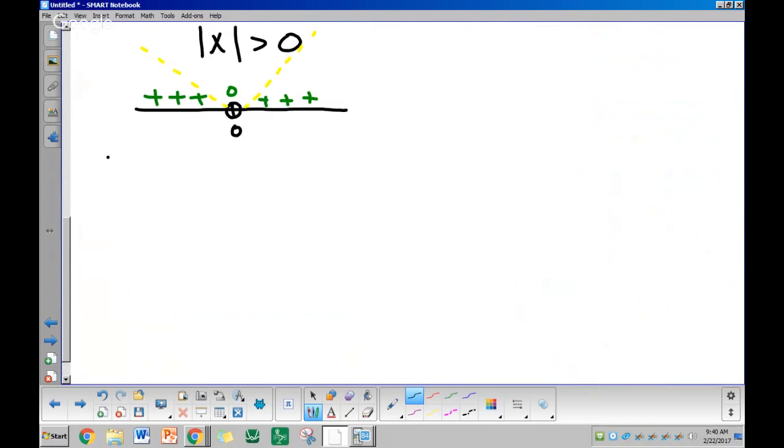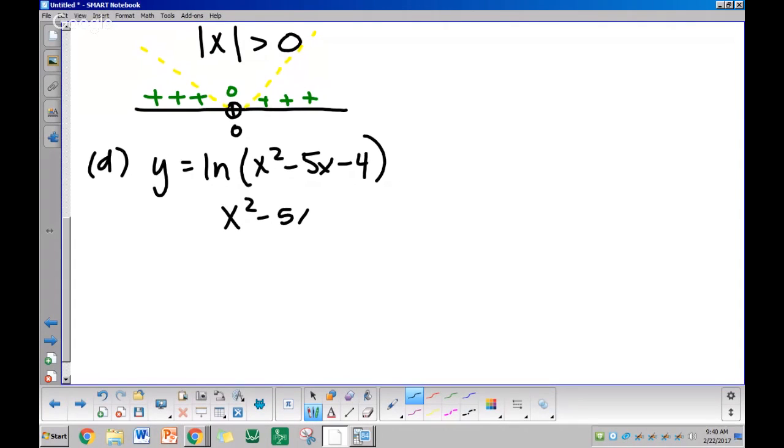What about this one? Y equals natural log of x squared minus 5x minus 4. What are we going to say? X squared minus 5x minus 4. You see how we've seen inequalities. Can we see if we remember how to do this? Minus 4? Oh, this must be a plus. So sorry. Now I can factor to x minus 1, x minus 4.